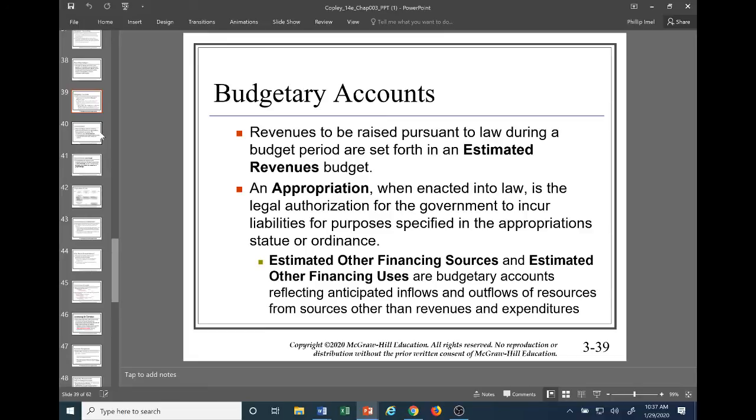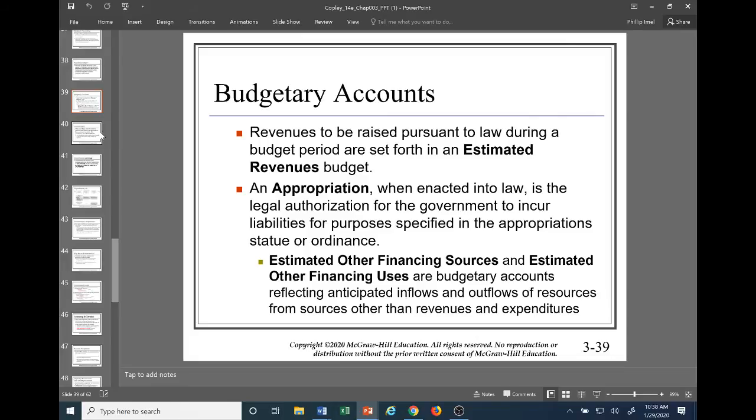Estimated other financing sources and estimated other financing uses. We went into what those are. These are budgetary accounts reflecting anticipated inflows and outflows of resources from sources other than revenues and expenditures. And remember, we already discussed what the other financing sources and other financing uses are. Other financing uses is transfers out of funds, right? Other financing sources is what? Transfers in and issuing long-term debt. Right, so those are what the estimated other financing sources and uses are, okay? So we know what those are.